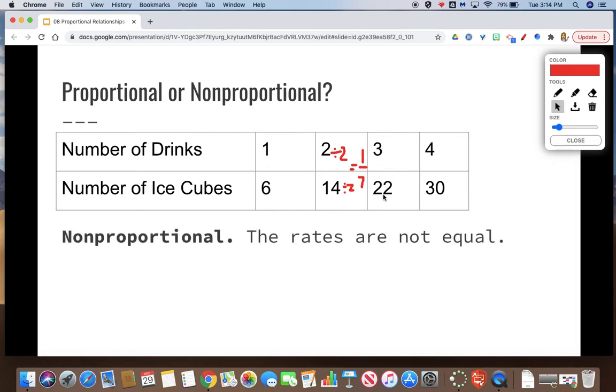3/22, I can't even simplify. 4/30, I divide those both by 2, I get down to 2/15. None of those rates are the same, they are not equal, so this is a non-proportional example.